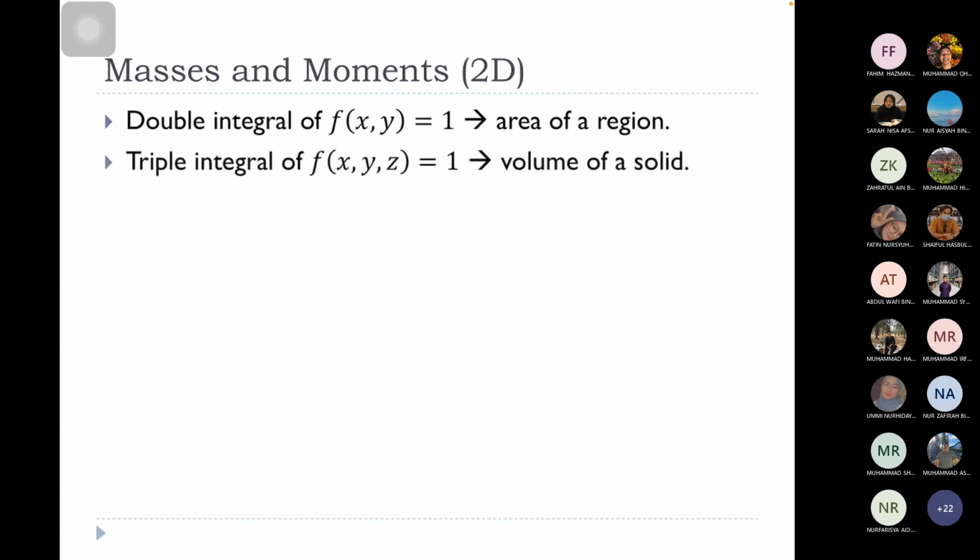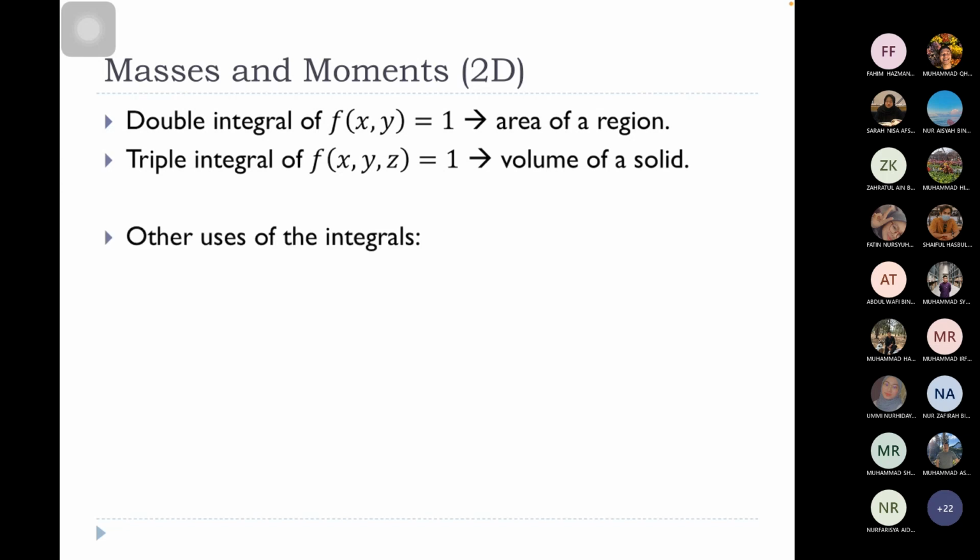So apart from using the multiple integral to find the area and the volume of the solid, we will also make use of multiple integral to find the moment and inertia of the solid. Okay, so if we have the solid in two dimensions, we will make use of double integral in finding the center of the solid as well as the inertia and also the moments about the x plane and also the y plane.